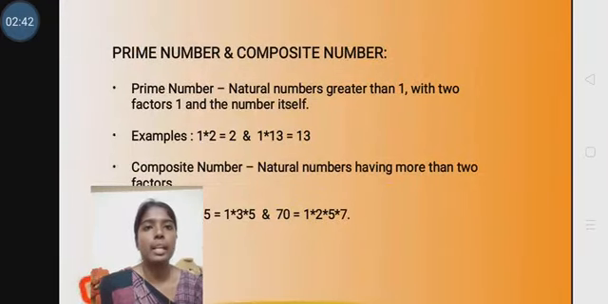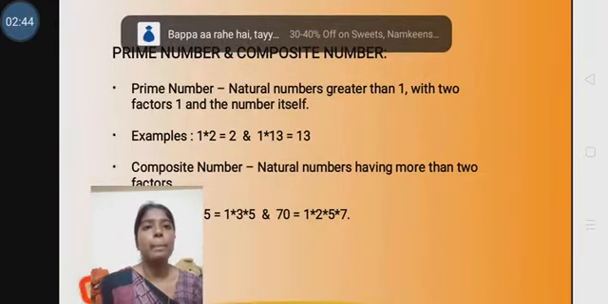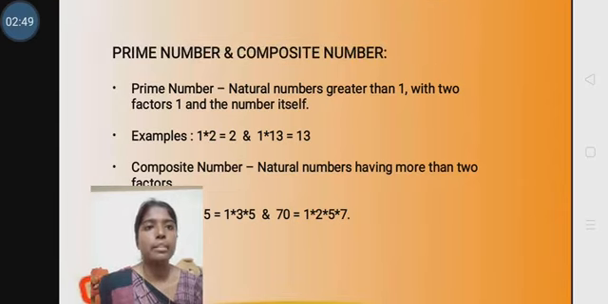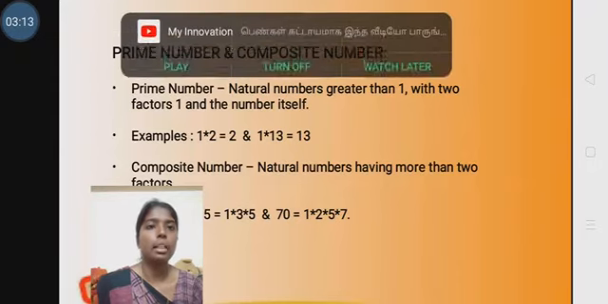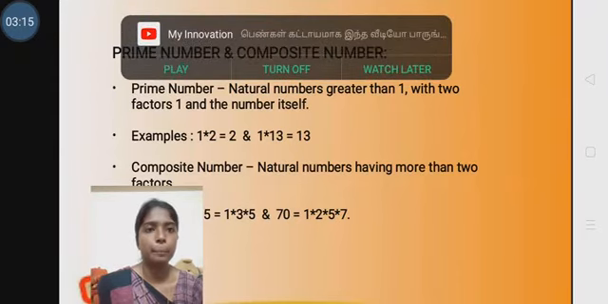Now we are going to see about important numbers, prime numbers and composite numbers. Prime numbers are natural numbers greater than 1 with two factors, 1 and the number itself. See an example. 1 into 2. 2 has two factors, that is 1 and 2. 1 into 13. It has two factors, one is 1 and another one is 13.